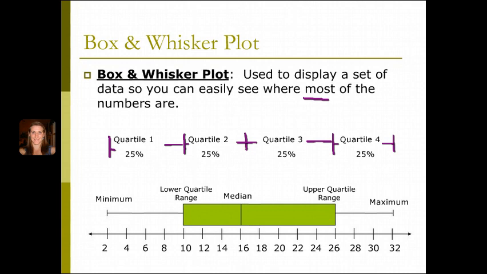Now let's take a look down here at the actual box and whisker plot. Your minimum is the lowest number in your data set. Your maximum is the highest number in your data set. Your median is the middle number. And then to find your lower quartile range and your upper quartile range, you're going to take the median of the lower set of data and then the median of the upper.